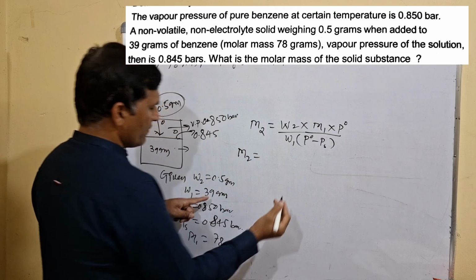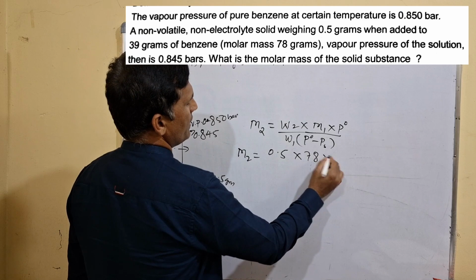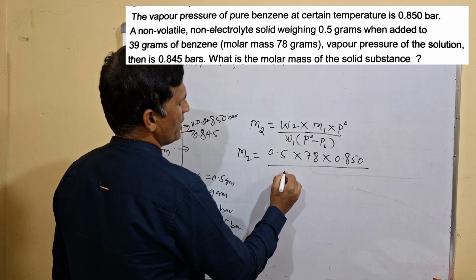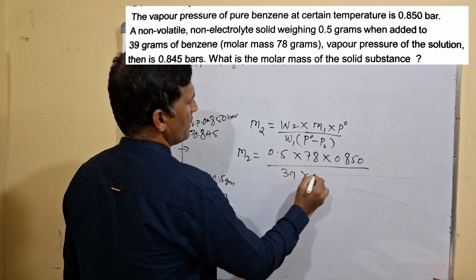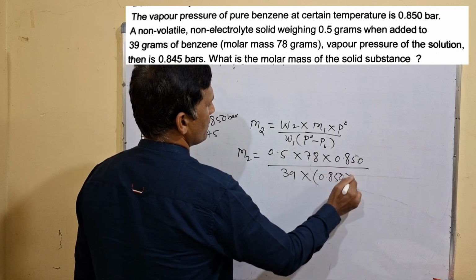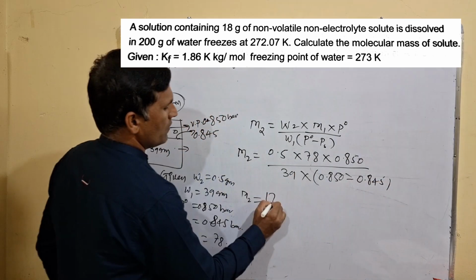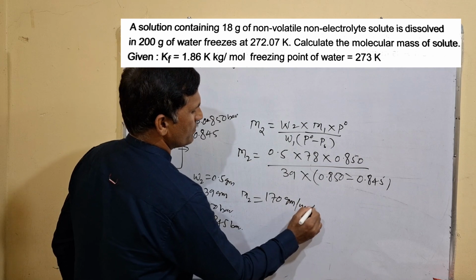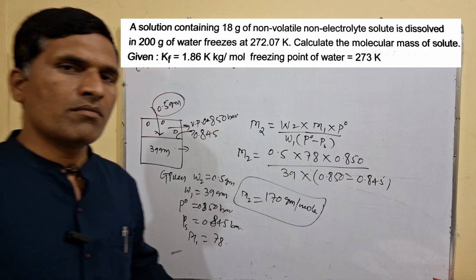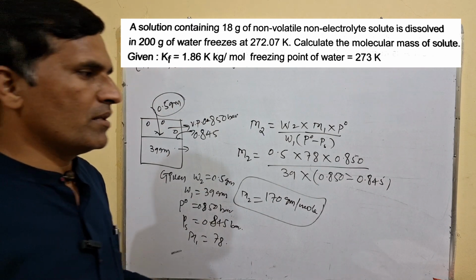So all that we will substitute. So W2 is 0.5 into molar mass is 78 into pure solvent is 0.850 bar divided by weight of the solvent is 39 gram into P naught minus PS. So 0.850 minus 0.845. So that turns out to be 170 grams per mole. Okay, so this is how you are supposed to calculate the problem given on the relative lowering of the vapor pressure. Fine. So let us move on to the next problem.